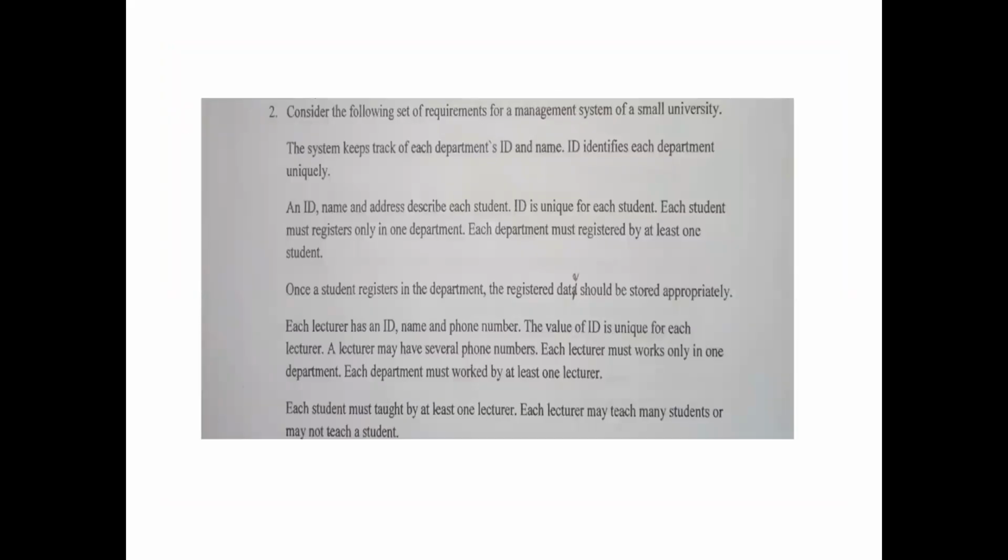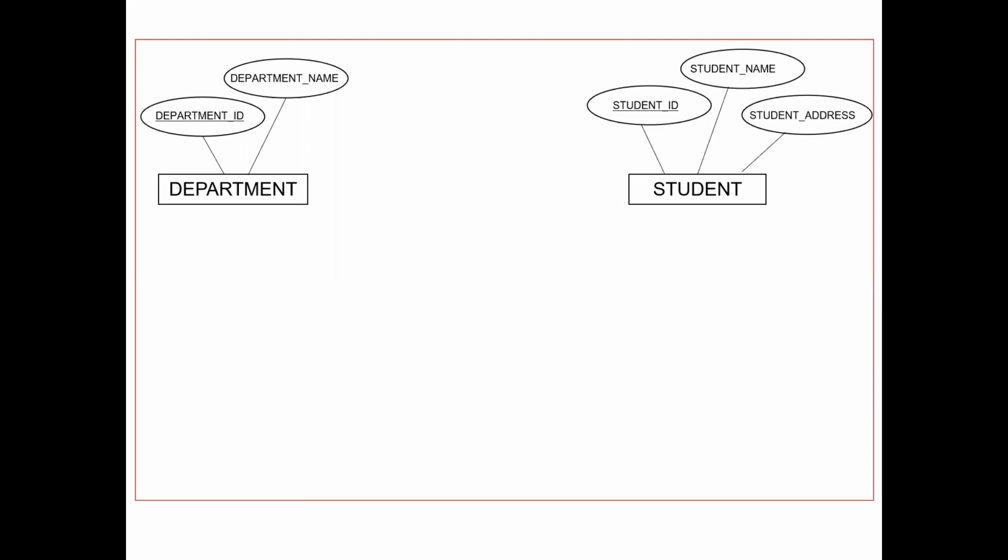Let's continue reading. An ID, name and address describe each student. ID is unique for each student. Here we can identify the second entity, that is student, and the attributes are student ID, name and address. And the primary key will be student ID since it uniquely identifies each student.